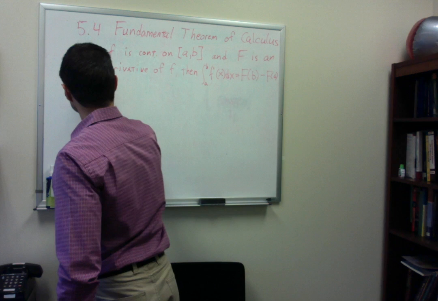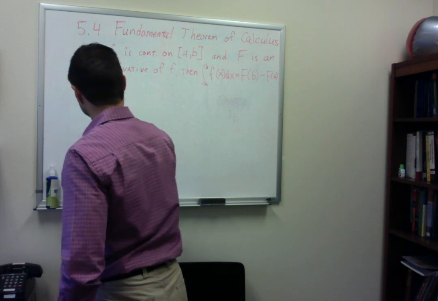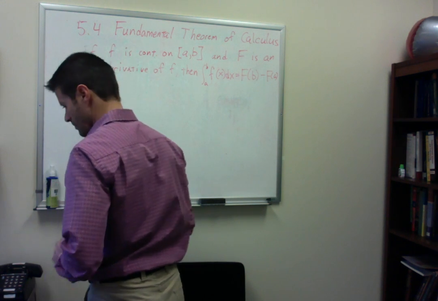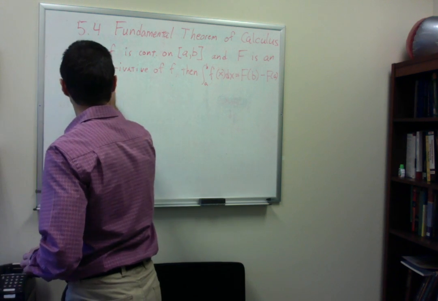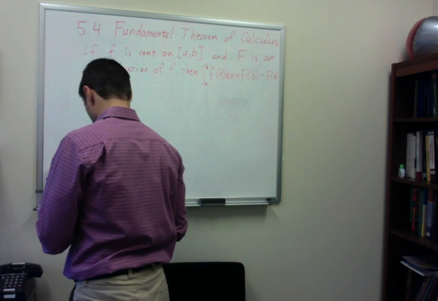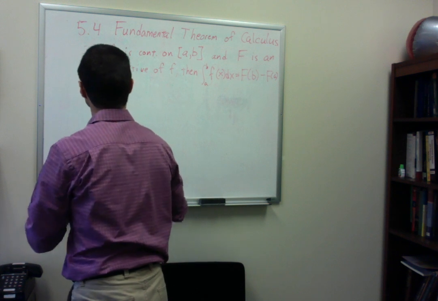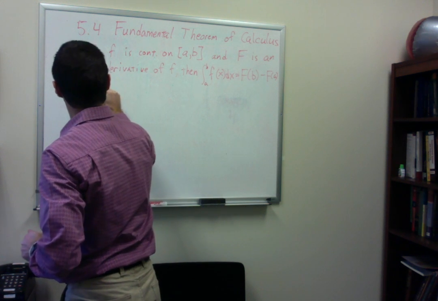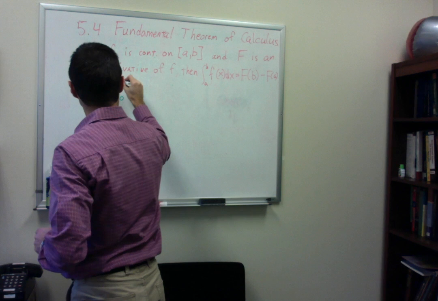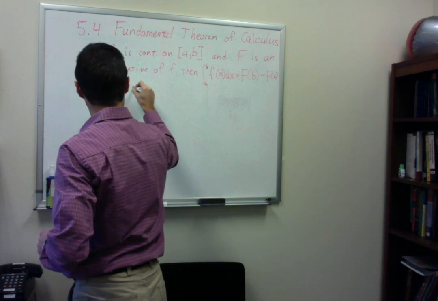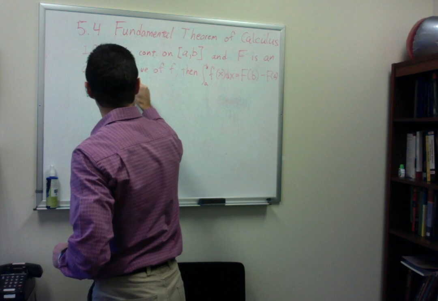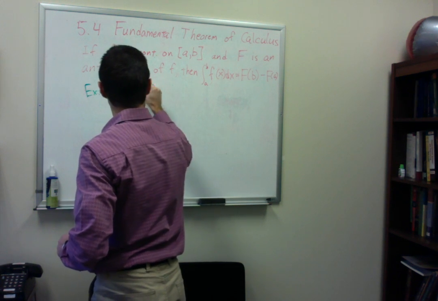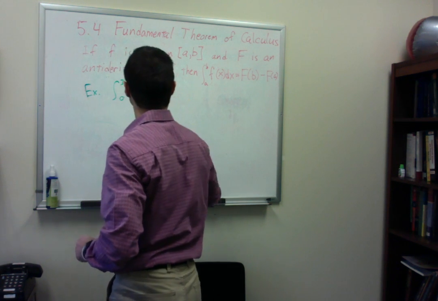So let's say our example is, switch to green. If we want to integrate from 0 to 3, 2x squared minus 5 dx.